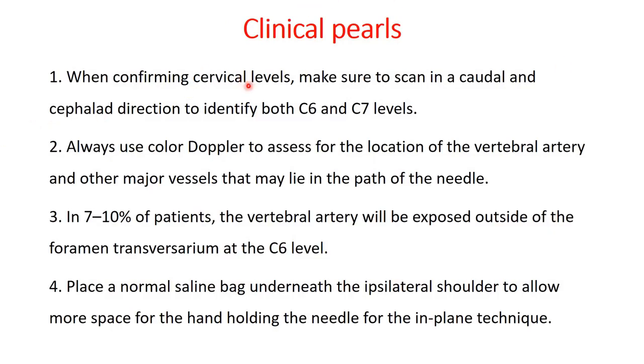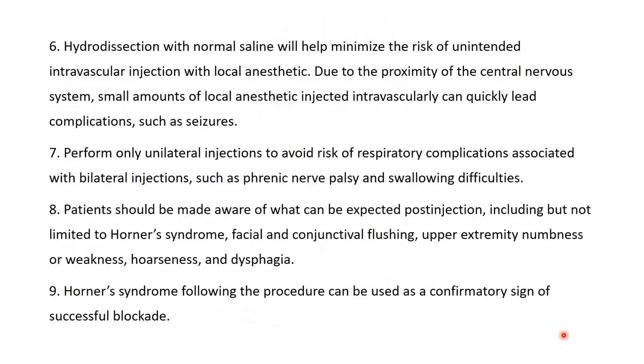When performing cervical levels, make sure to scan in a caudal and cephalad direction to identify both C6 and C7 levels. Always use color Doppler to assess the location of the vertebral artery and other major vessels that may lie in the path of the needle. In 7 to 10% of patients, the vertebral artery is exposed outside the foramen transversarium at the C6 level, so always use Doppler. Place a normal saline bag underneath the ipsilateral shoulder to allow more space for the hand holding the needle for the in-plane technique, which we normally use for the interscalene block.